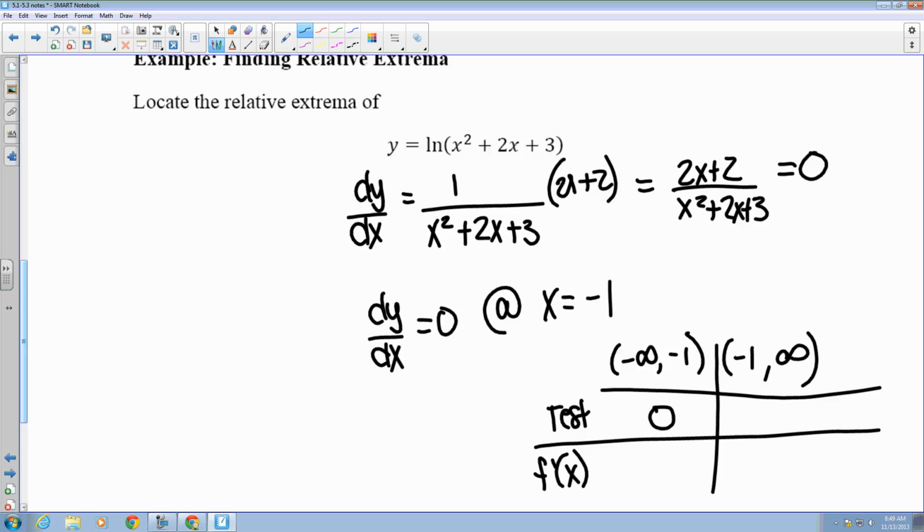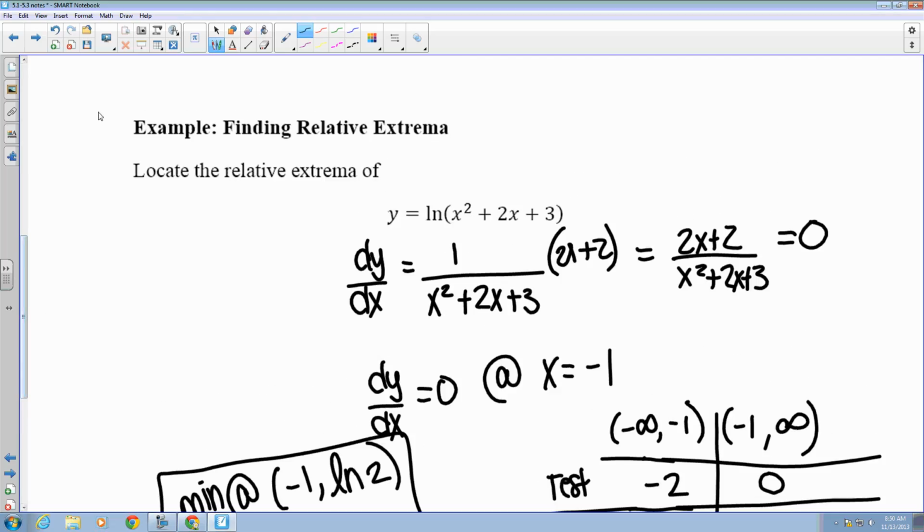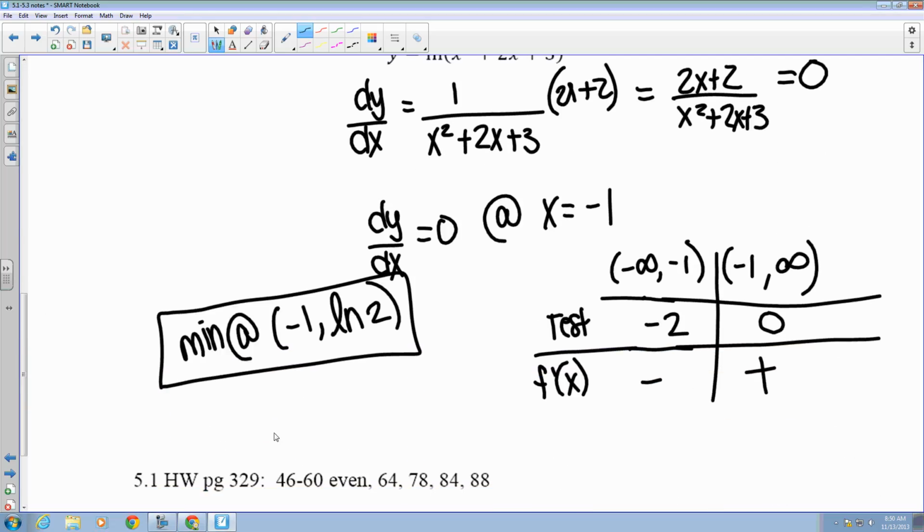Let's test 0, and let's test, whoops, can't do 0 there. Let's test 0 over here. Over here we'd have to test negative 2. What's going to happen is we are going to have negative and then positive, which means we have a min at negative 1. We have to plug negative 1 back into the original to find out what the y value is, and the y value ends up being natural log of 2, and you can certainly leave it like that. Okay, and that was all we had for section 5.1 on taking the derivative of natural log functions.